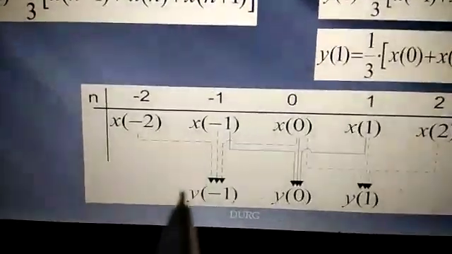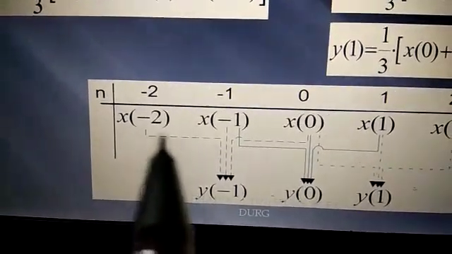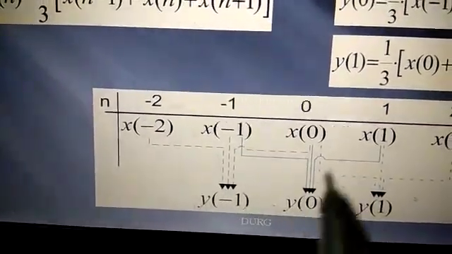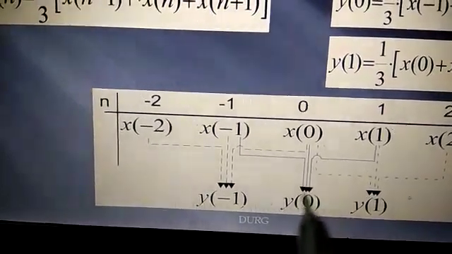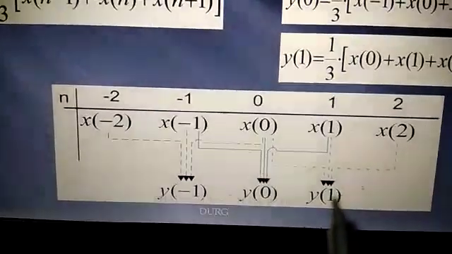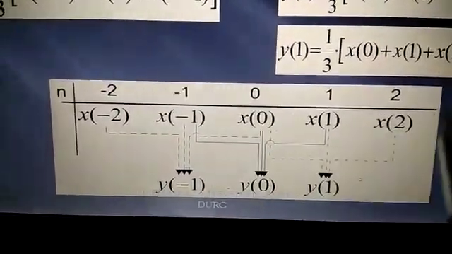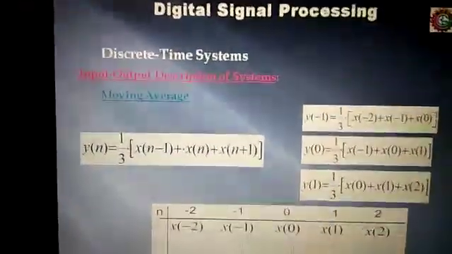And you can see this diagram here which is shown. This y of minus 1 is the summation of x of minus 2, x of minus 1 and x of 0. y of 0 is the summation of these 3 arrows shown here. This one and this one. Again y of 1 is the average of these 3, the summation of x of 0, x of 1 and x of 2. So this type of system is used in digital signal processing.